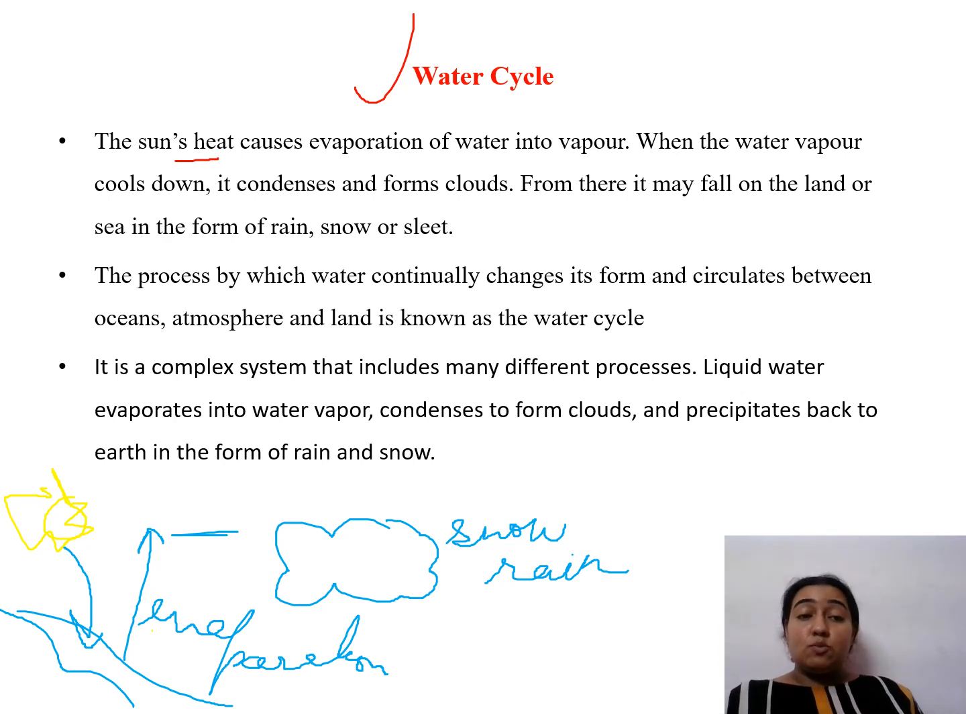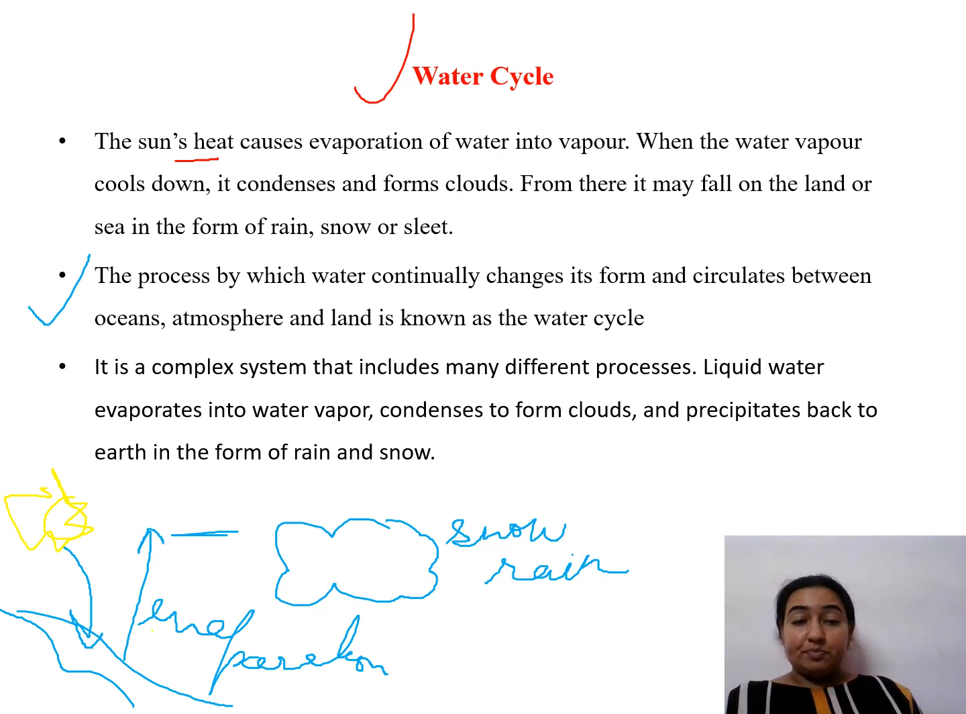Now the process by which water continually changes its form and circulates between oceans, atmosphere and land is known as the water cycle. Now, it is a complex system that includes many different processes. Very simple. There are only four systems, but it has different processes.